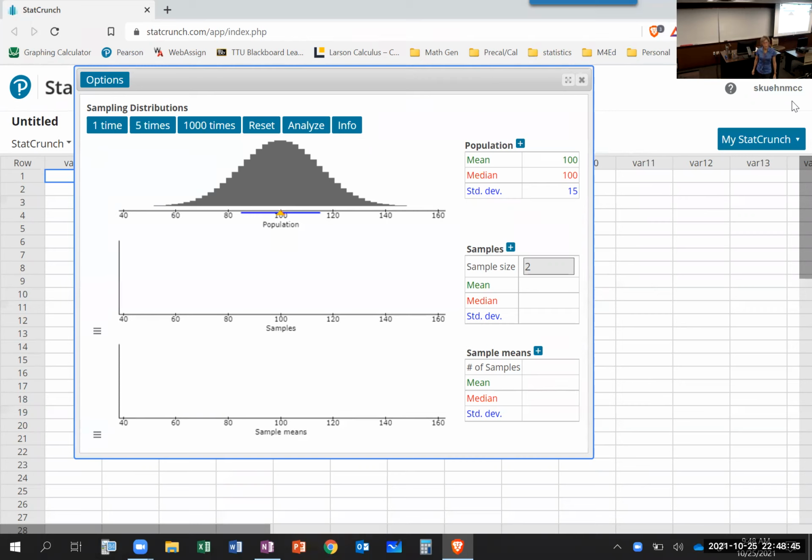Everybody see that? So what we're going to look at is what happens if I know that my population is normally distributed. What happens to certain things? How can I be sure when I sample from my population that I can apply the things that we want to look at here? Okay, so what we're going to do is take a sample of size 10. So I'm going to change this from a 2 to a 10, and I want everybody to just hit a one-time sample.